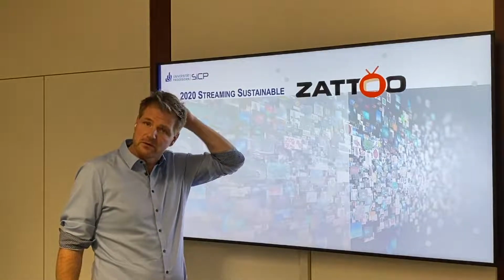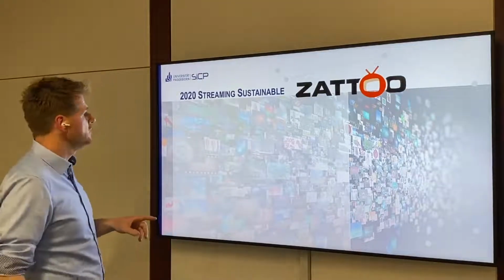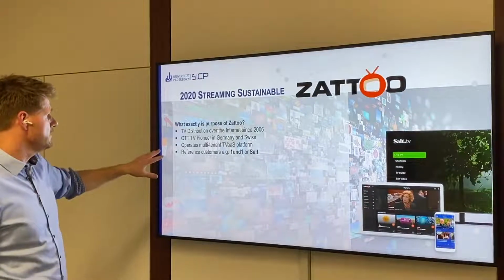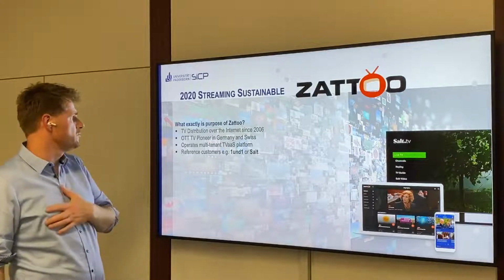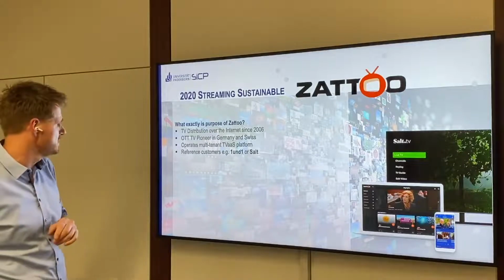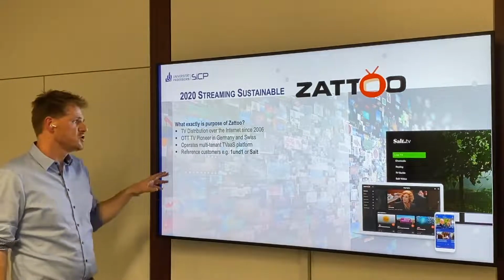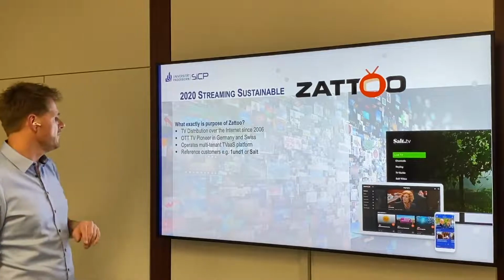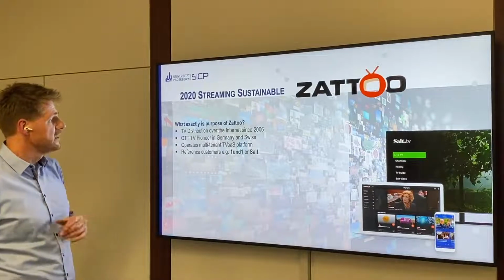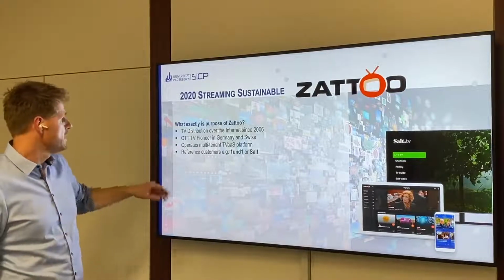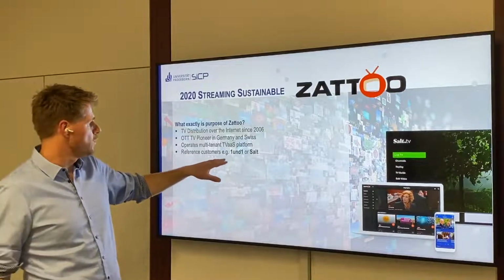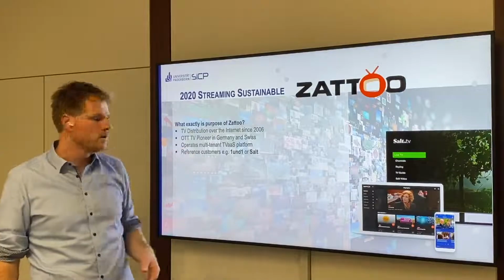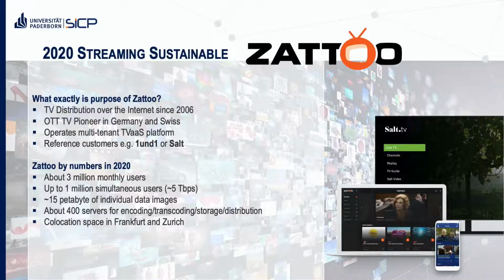So who was the first? Zattoo was the first, in combination. But what is Zattoo? Some of you might know. It's a TV distribution over the internet since 2006, and it's a pioneer in Germany and Switzerland. They operate a multi-tenant TV-as-a-service platform, and they have reference customers like 1&1 or Sold, which you may still know.